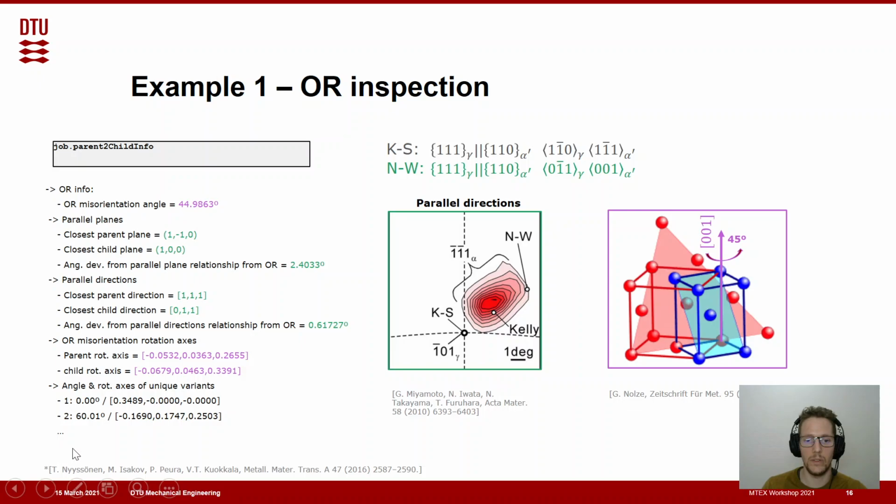So you can read all these things and get all this parent to child info. This will, of course, also help you if you need something for a TEM examination or something. You need to know which variants do I have, how are they related to each other, which reflection or zone axis do I have to look for.